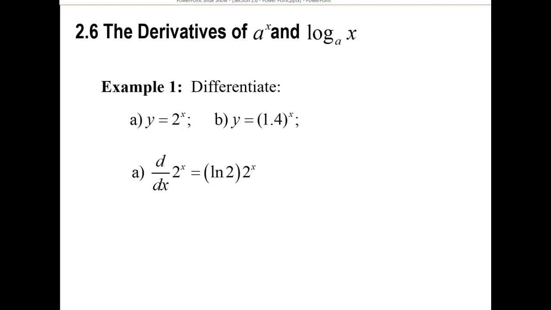All right, part B, y equals 1.4 to the power of x. Basically the same thing. The derivative is the natural log of 1.4 multiplied by the function itself, 1.4 to the x.